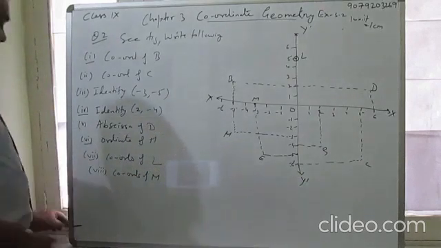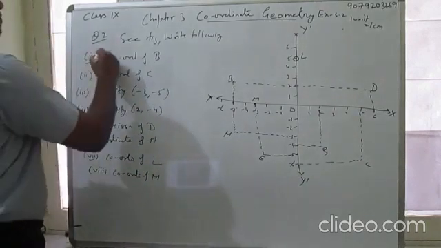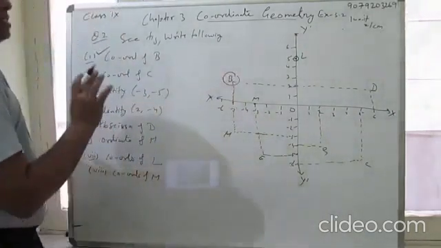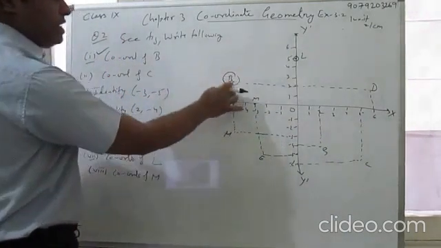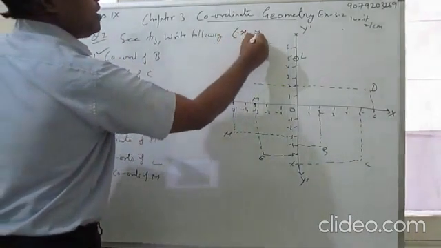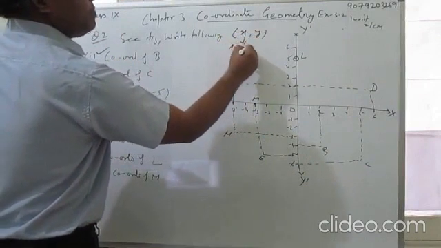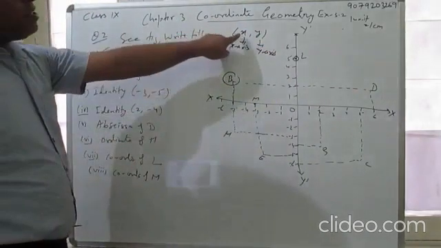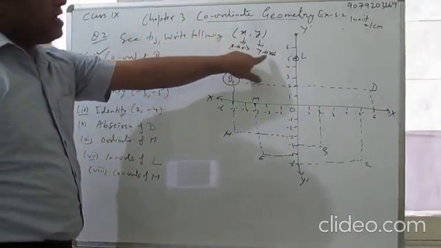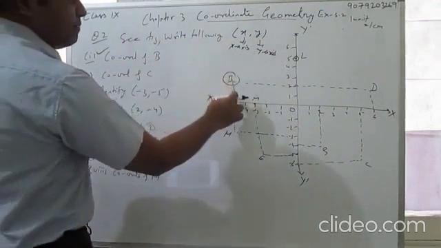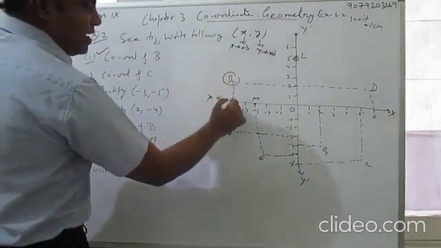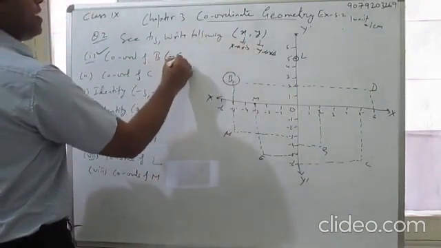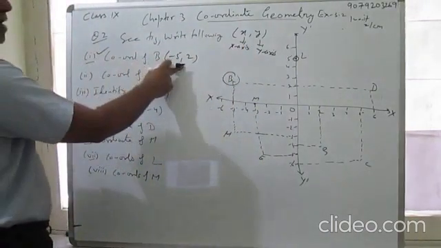Coordinate of B. What is the coordinate of B? Let's first take the coordinate of B. Where is B? This is B. Which position will we take first? The first point is always for the X axis, second for the Y axis. This you have to remember. This is the fixed position. When we drop a perpendicular on the X axis from B, the first point is -5, and on the Y axis it is 2. So it is (-5, 2), and it is in the second quadrant.